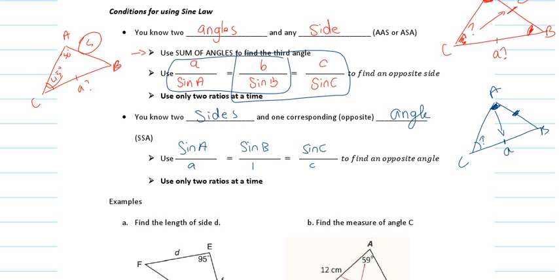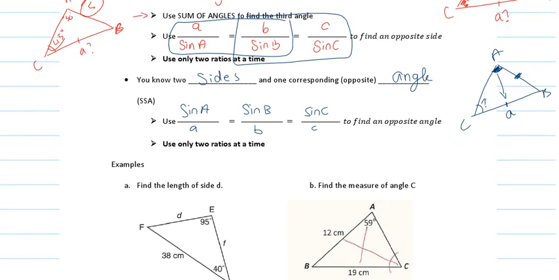Again, we are using, that's a B. We are using 2 of the ratios at a time, okay? Not 1, not 3, 2. Let's look at an example so it makes sense to us.